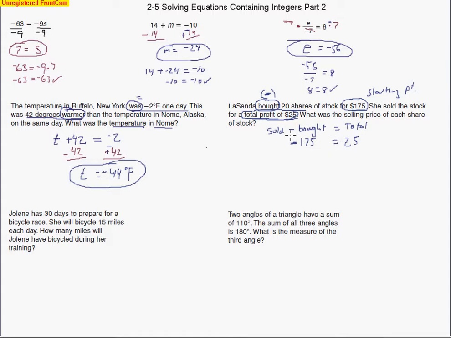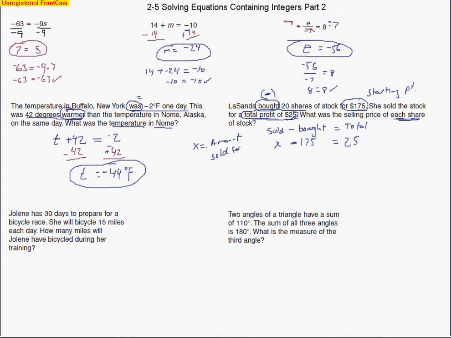And so what did we sell it for? We're not sure, but we know they want to know the selling price of each share. So this is a two-part problem. Let's find out how much she's made off the stock altogether. So let's just call it X. X represents the amount sold for, but not the price per share. Okay, that's not what we're trying to solve for quite yet.